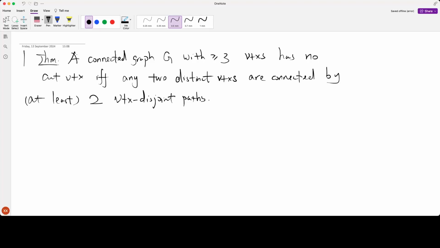Okay, so I want to describe a proof of such a theorem, and I will finish with a comment on why I'm interested in explaining such a theorem. So when a graph has no cut vertex, we say that the graph has connectivity at least 2. So the vertex connectivity of the graph is greater or equal than 2.